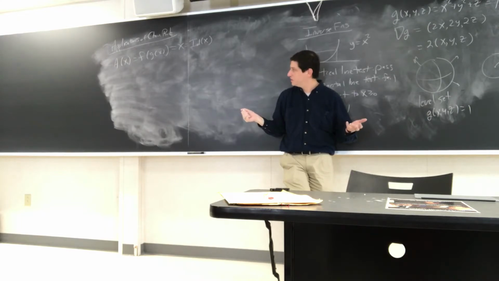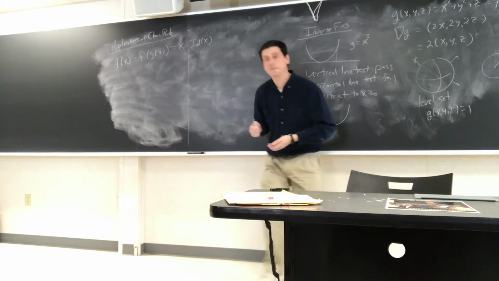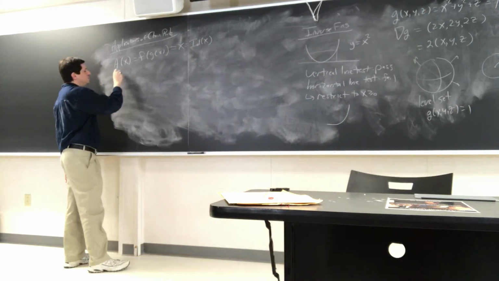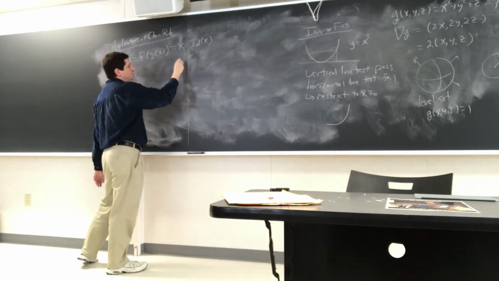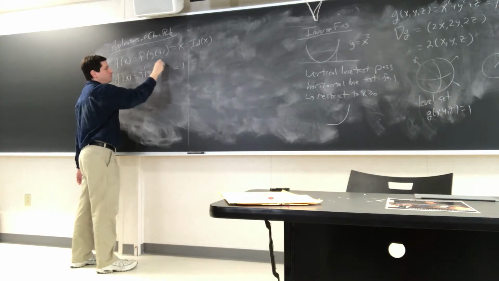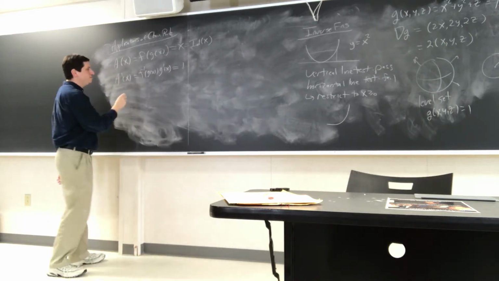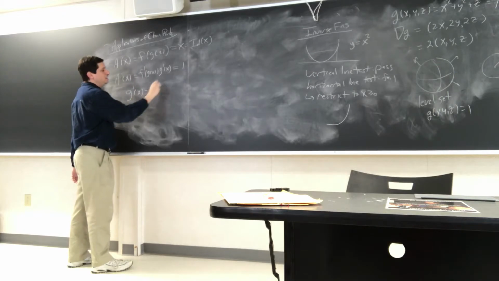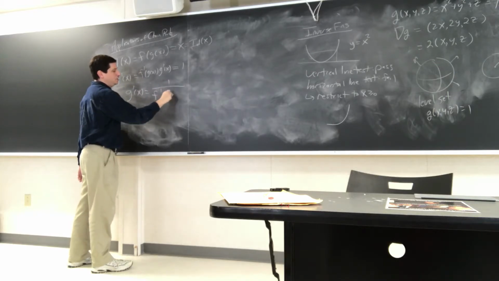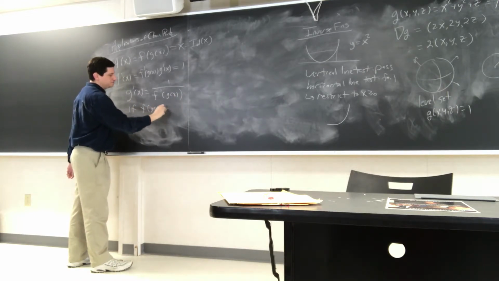Okay? So if a of x equals x, what would a prime be? It would just be 1. So we get a prime of x equals 1. But it's also going to be f prime at g of x times g prime of x by the chain rule. So this allows us to solve for g prime in terms of f prime. So we get g prime of x equals 1 over f prime of g of x, if f of g of x equals x.